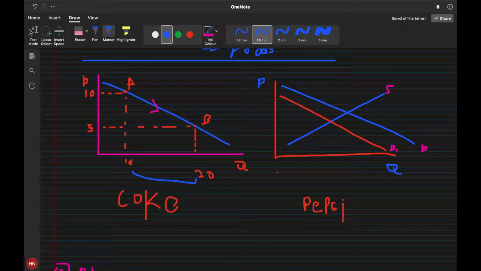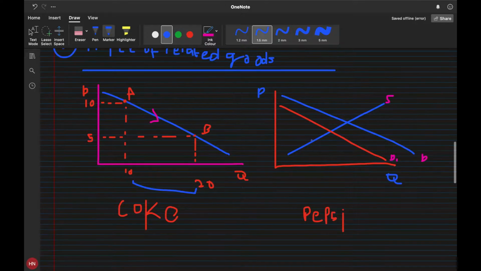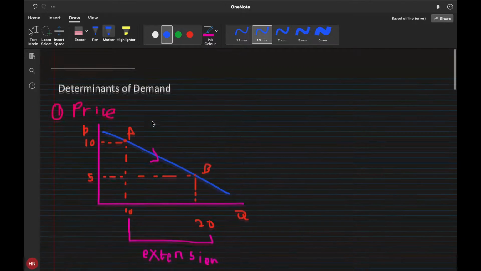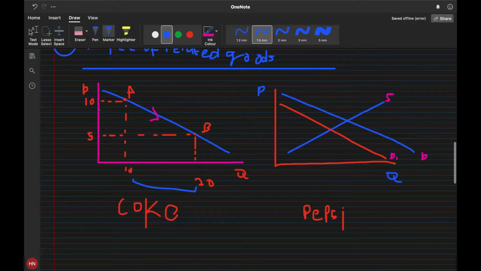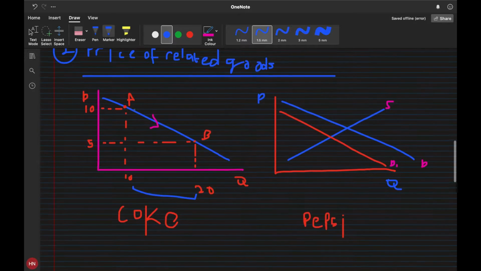And because of that, what's going to happen to Pepsi? This is the market for Pepsi, and whenever there is a non-price determinant, there is always a shift in the demand curve, or even for supply, we'll look at that later on. Whenever there is a price determinant, basically a change in price, it is represented by movement along the curve, as I showed you over here. So for Coke, the price is changing, and so it's a price determinant, because of which there is an extension of demand.